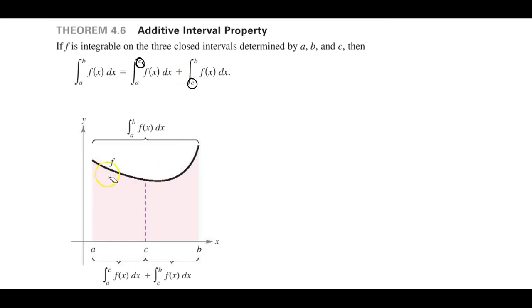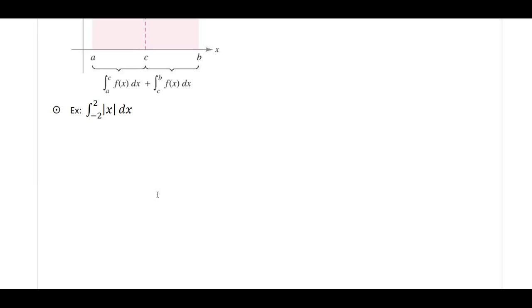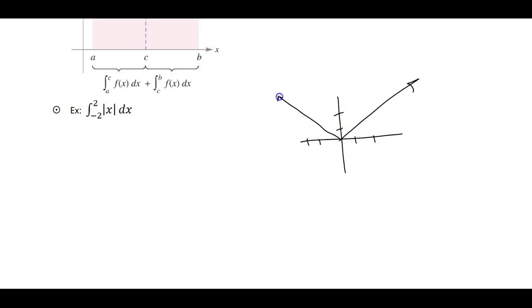You can use this. The reason this works is, if you want to find the area of this pink region right here, it doesn't really matter if you carve it up and find this area plus this area. It would still be the same. So let's look at an example that uses this. I've got the integral from negative 2 to 2 of the absolute value of x, and the absolute value of x, if you graph it, looks like a V shape, like this.